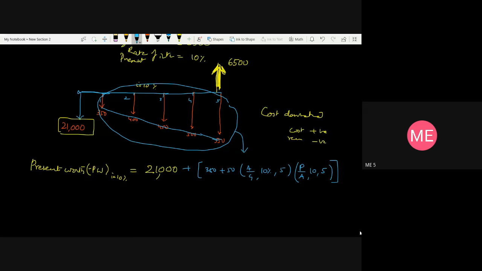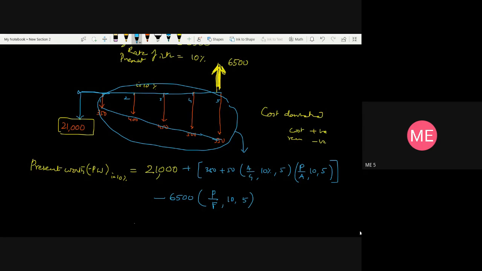Next is salvage value. We have to mention that it is negative. So minus 6,500, because it is a future amount and we are going to calculate the present amount. So 6,500 into (P/F, 10%, 5), the present amount for the given future amount, for 5 years.